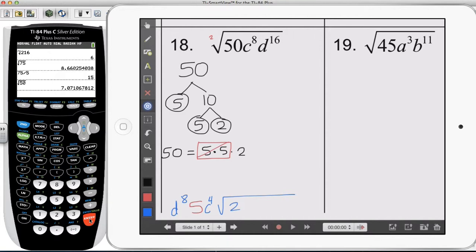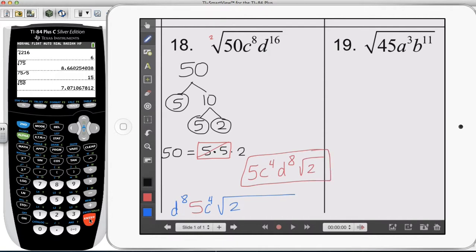So as you can see, the c completely left the radical because the power is divisible. The d completely left the radical. Only part of the 50 stayed inside the radical, which is the 2. So your final answer is going to be 5 c to the 4th d to the 8th square root of 2. And that would be your answer.